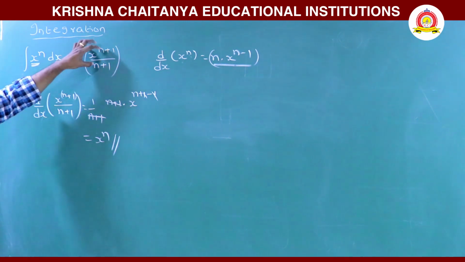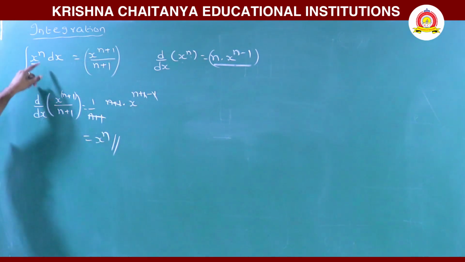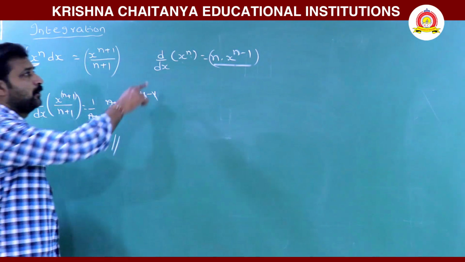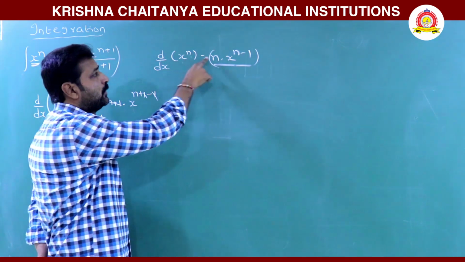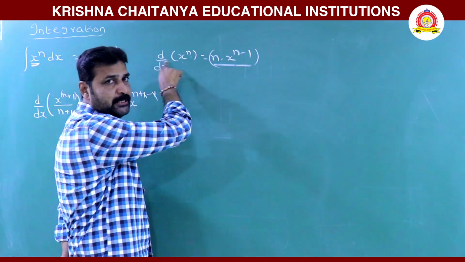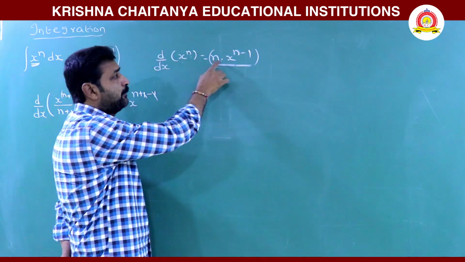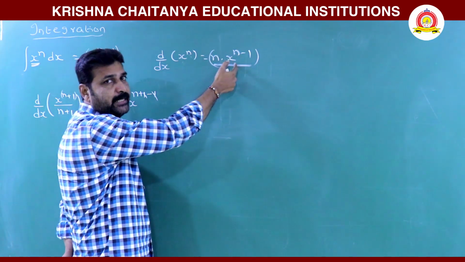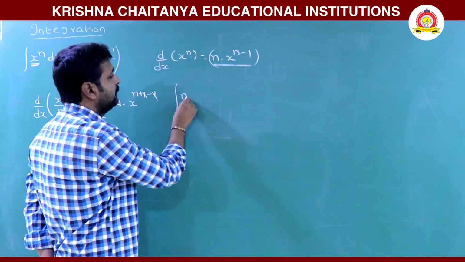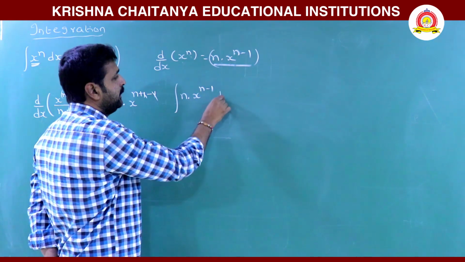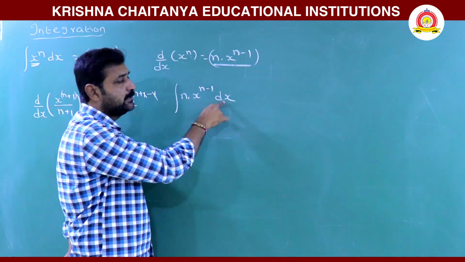Whatever result you obtained in integration, if it is again differentiated, you get the original value. Similarly here, when you differentiate d by dx of x power n, you get n into x power n minus 1. This is a differentiation formula. If this is integrated, since it is obtained from differentiation, again you will get x power n, like integral n into x power n minus 1 dx. While you are doing integration, here you write the integral and here it is dx.